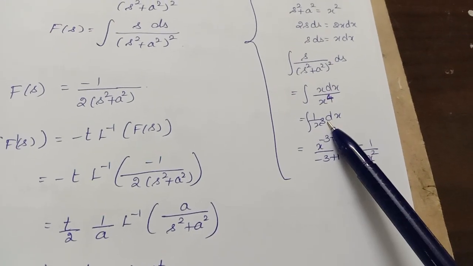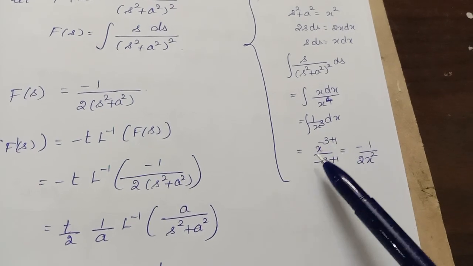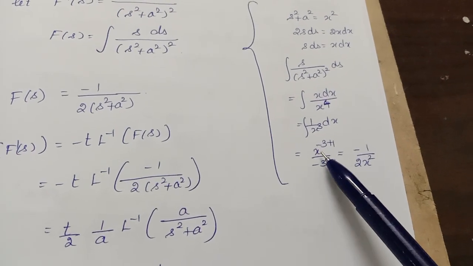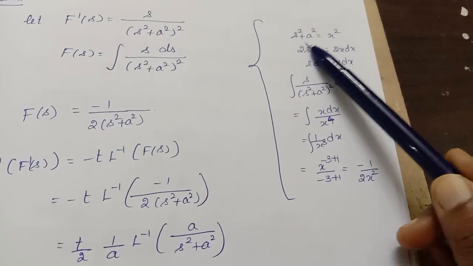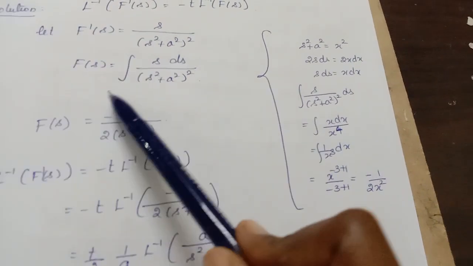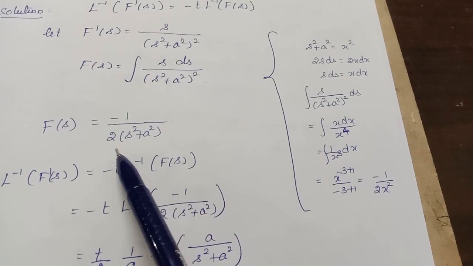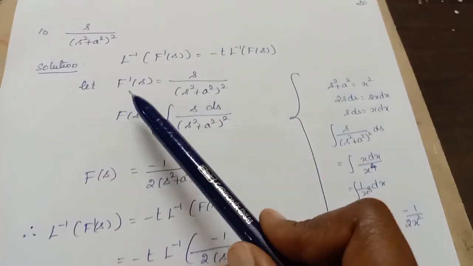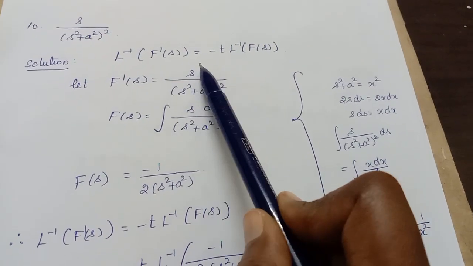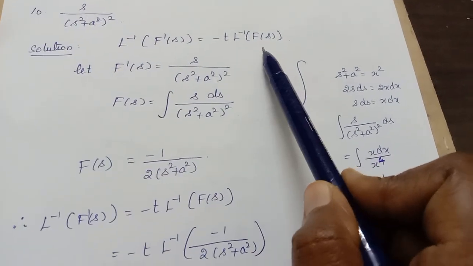So what is the integration of 1 by x³? x^(−3+1) by (−3+1). So it will be what? Minus 1 by 2x². But what is x²? S² plus a². So the integration of this is minus 1 by 2 into (s² plus a²). Okay. Now, what is my formula? L inverse of f dash is equal to minus t into L inverse of f of s only.